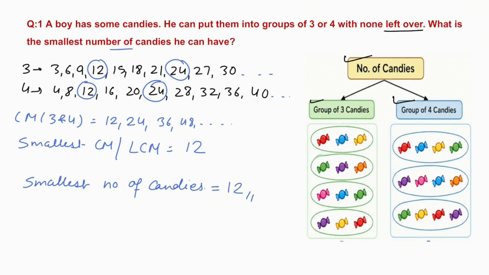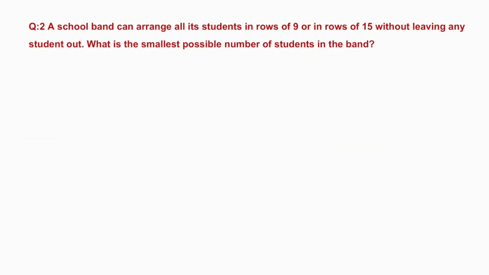One more thing. So here we are finding the LCM. To find the LCM, we can also use the prime factorization method, which we are going to use in the next question. So here we have our next example. A school band can arrange all its students in rows of 9 or in rows of 15 without leaving any student out. What is the smallest possible number of students in the band? So here also we are finding LCM. To find the LCM, now we can use either prime factorization method or common multiple method. So I am using here prime factorization method.